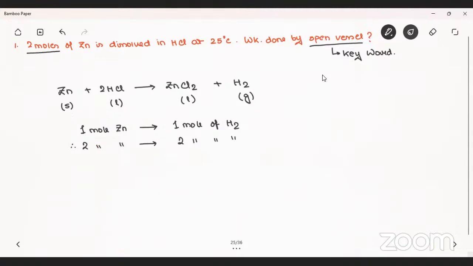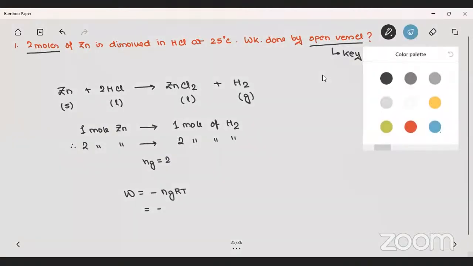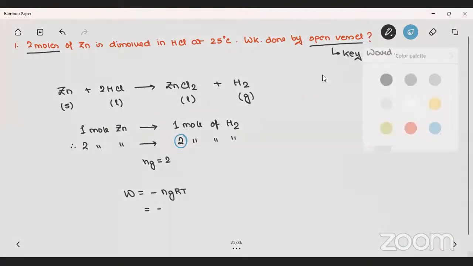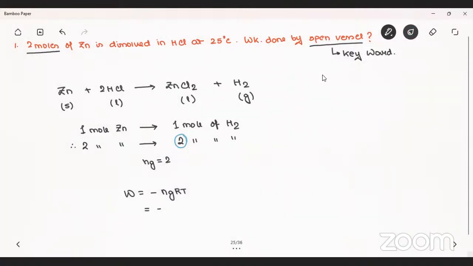For our open vessel, what was the formula? W is equal to minus delta n g RT. So what is this delta n g? It is 2. Yes or no? Yes, ma'am. We always have to consider this 2, not that 2. What can I write here? 2. What is the value of R? 0.0821. Good.